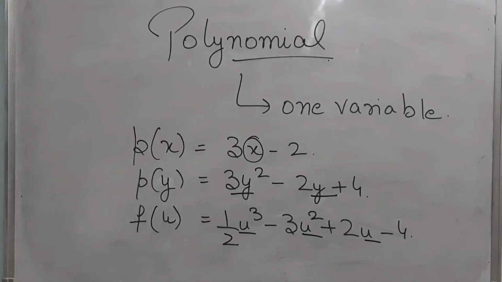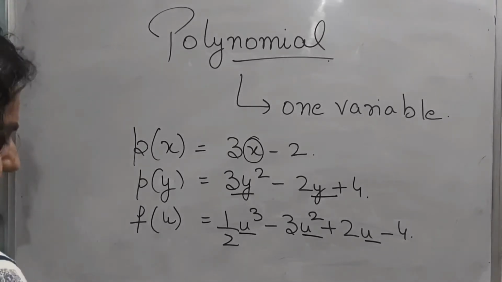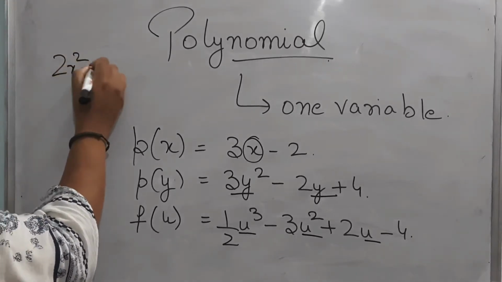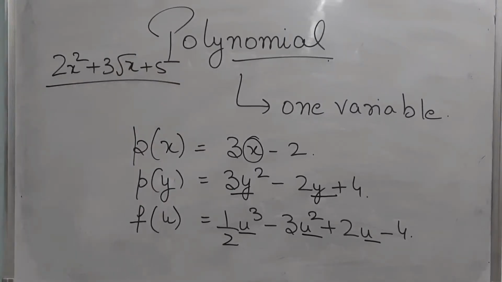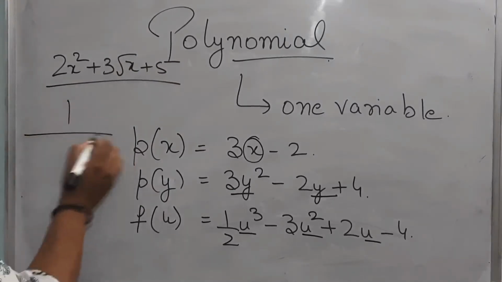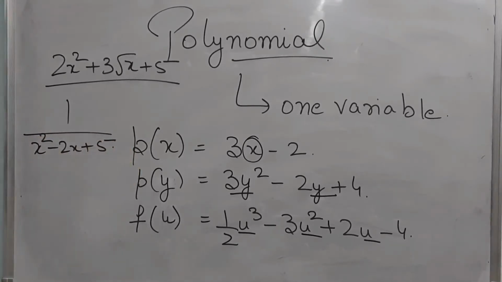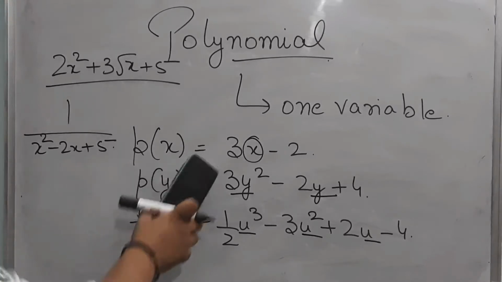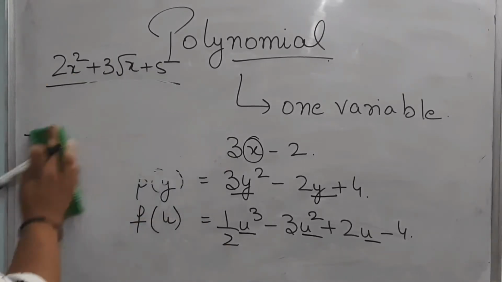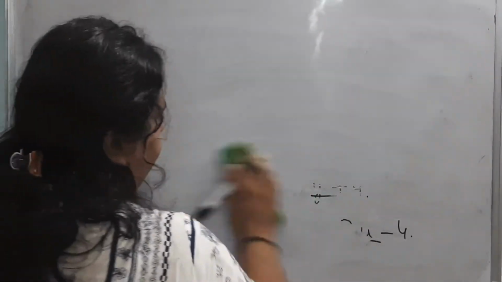So these are some examples. But if you take 2x square plus 3 root x plus 5, this is not a polynomial. 1 over x square minus 2x plus 5 is also not a polynomial. This is a polynomial, this is a polynomial. An expression or equation in one variable is known as a polynomial.